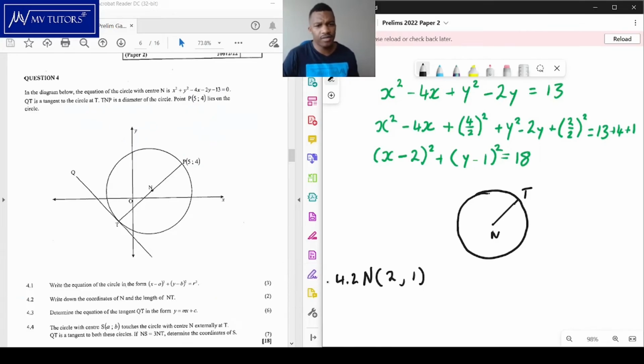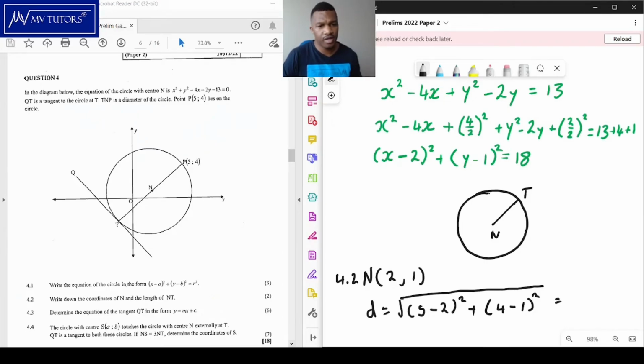And the length, we need the distance formula. If we remember the distance formula, square root of x2 and x1. Oh, I have coordinates of N. Okay, but I can use the coordinates of P, so it's going to be x1 minus x2 squared. So P is going to be 5, so I'm going to have 5 minus 2, squared, plus on the y side it's y2, which is 4, minus y1, which is 1, squared. All of this under square root.